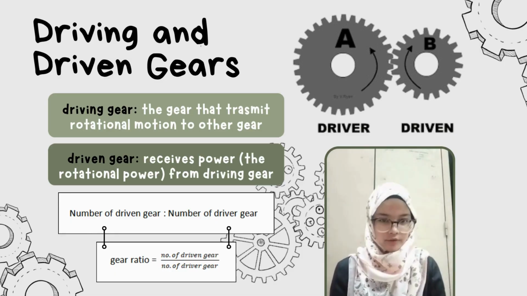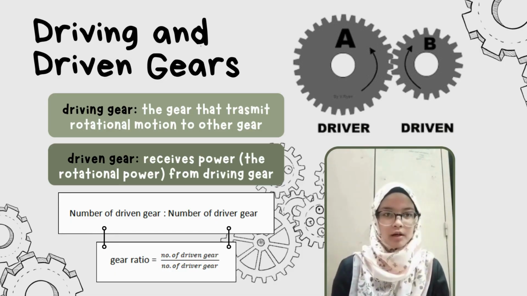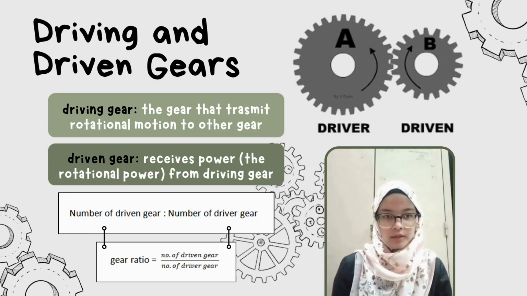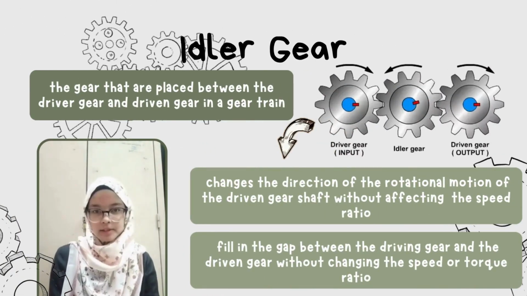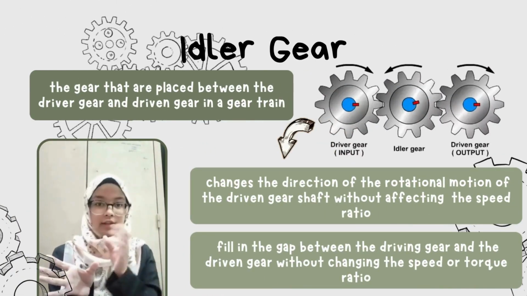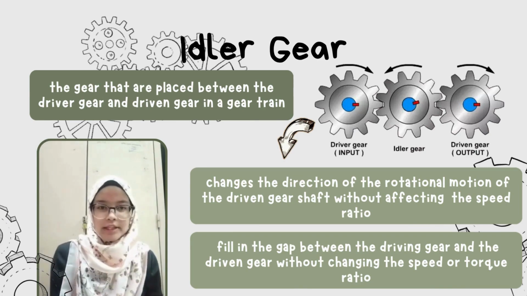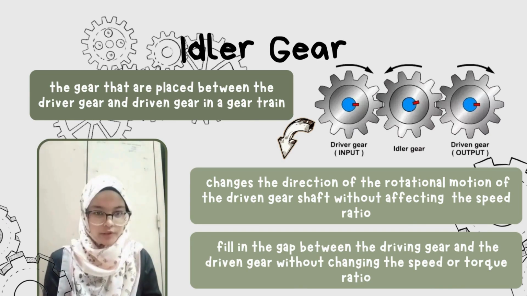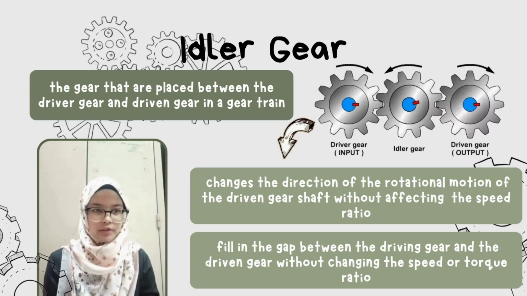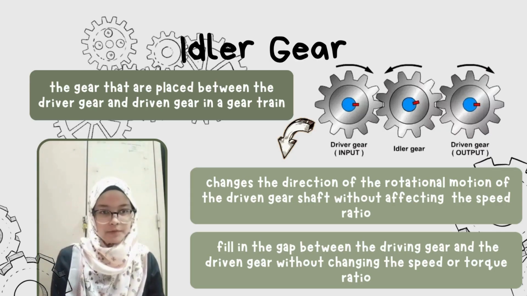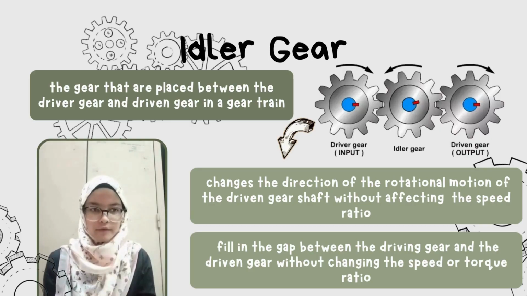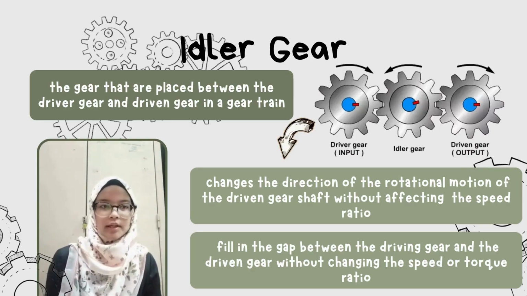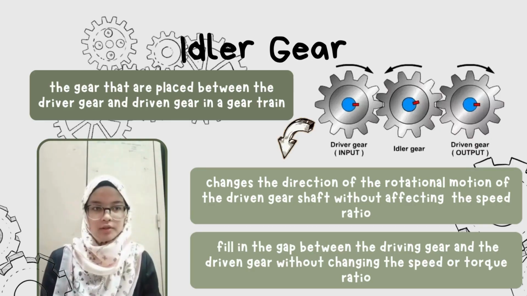A driving gear is a gear that transmits rotational motion to other gears, while a driven gear receives power from the driving gear. To calculate the gear ratio, we divide the number of teeth of the driven gear by the number of teeth of the driving gear. An idler gear is a gear placed in the middle of a driver gear and a driven gear. It changes the direction of the rotational motion of the driving gear shaft without affecting the speed ratio. It also fills in the gap between the two of them without changing the speed or torque ratio.